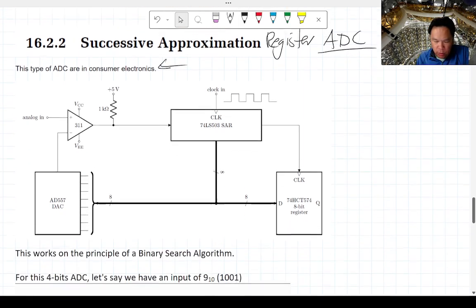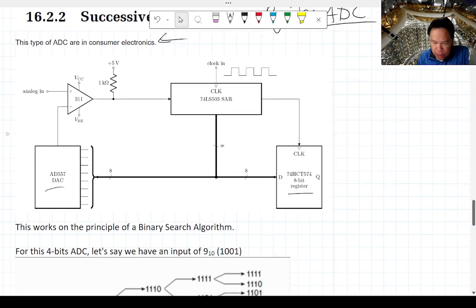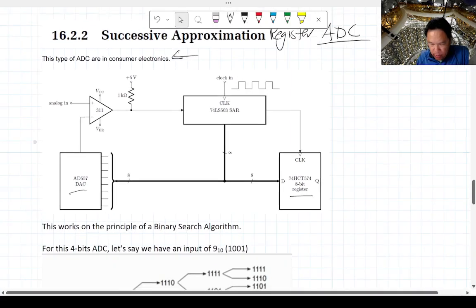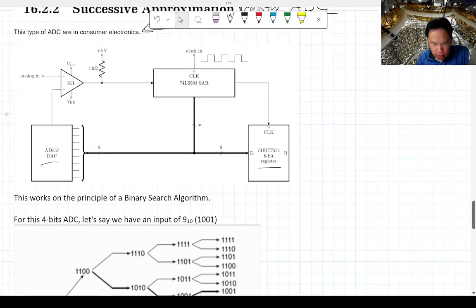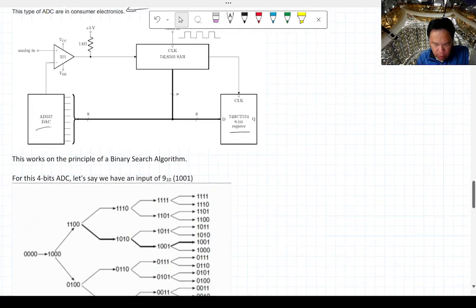The way this works, it works off just one comparator. There's a few other electronics bits, and then you have a register here, and then a digital to analog converter, which we learned about last time. The way this works is based on a binary search algorithm. I'm going to zoom out here so we can take you through the logic of how this works, because I want that bottom picture in there too.